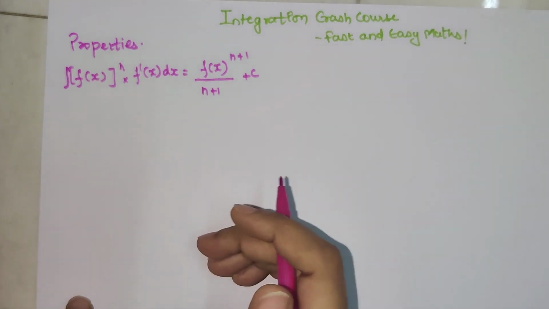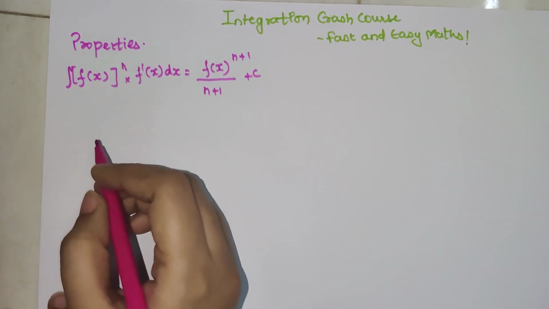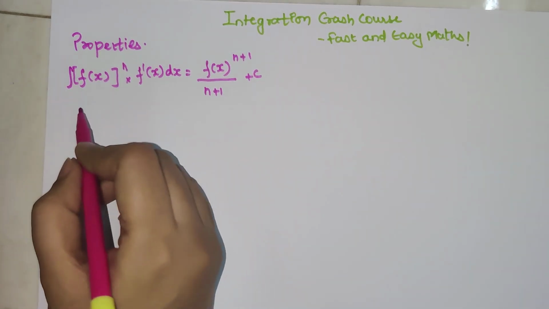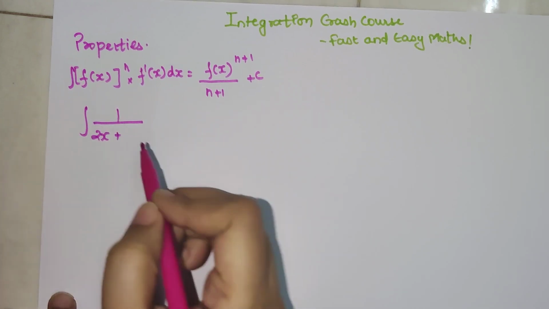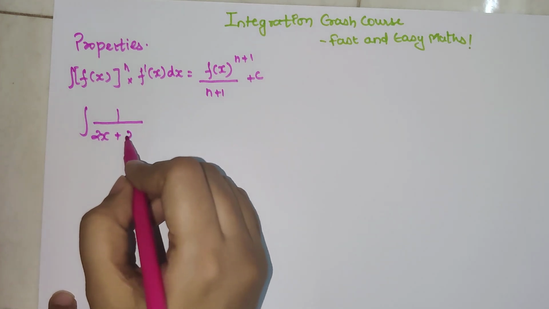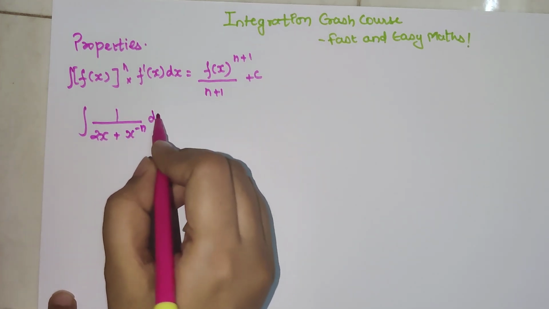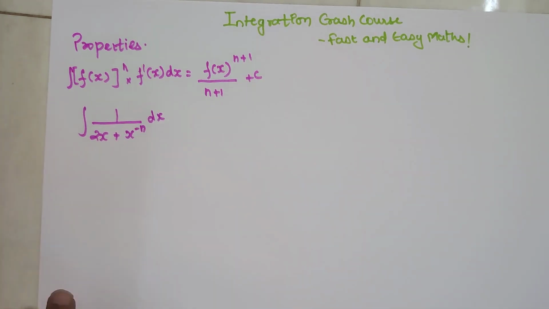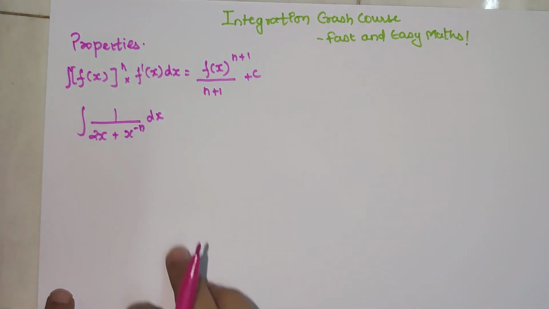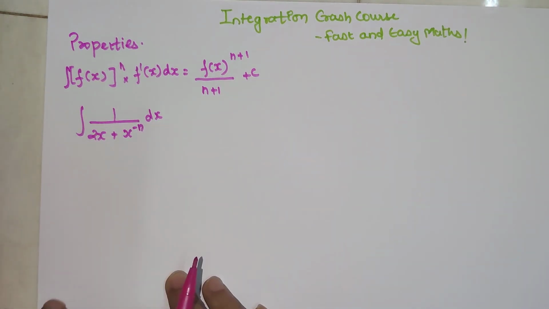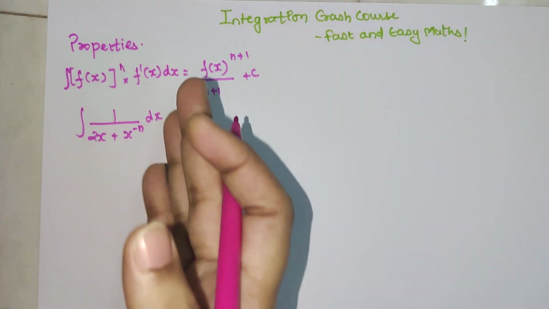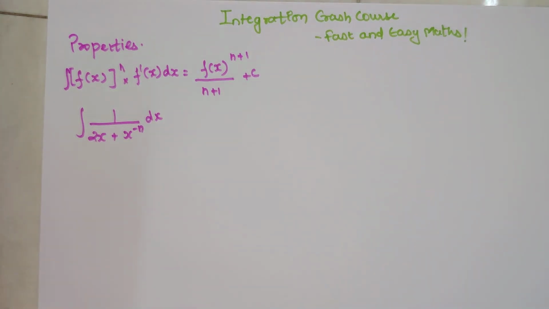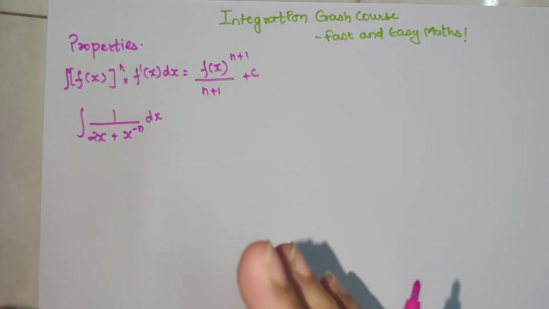Okay, so now understand what kind of question we are dealing with in this case. If we have 1 upon 2x plus x raised to minus n dx, then how will you apply this property? This looks quite tricky, and just because I'm writing it below the property, you know that we are going to apply this property. But if this question comes in your paper, it gets a bit trickier to understand which property to apply when.